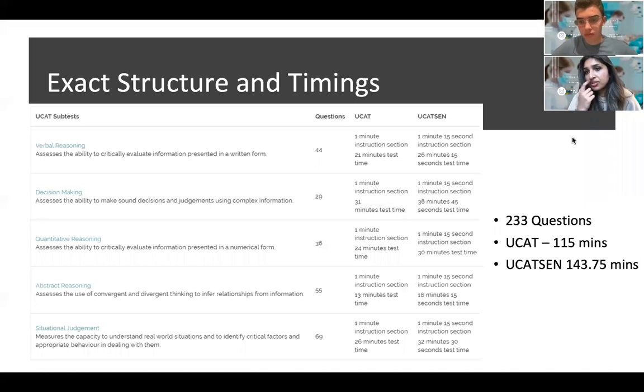Again, the average score differs between each year, so it depends on how everyone else has done. We can't really give you an average score of what people tend to get. But I'd try and aim for probably above 650, I'd say. Yeah, I say high 600s. You have a good chance of pretty much every uni, I think. Yeah, exactly.